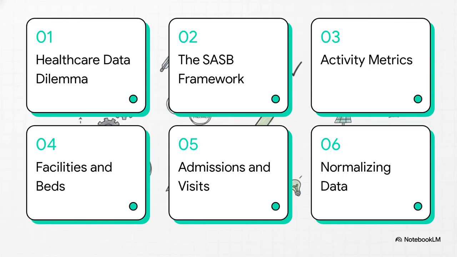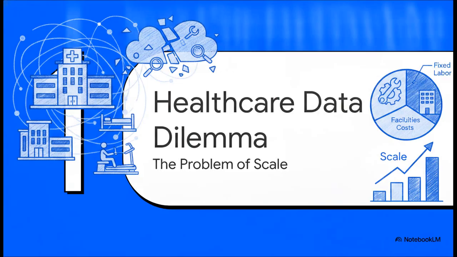Here is our game plan for today. We'll start with the healthcare data dilemma, bring in the SASB framework, and uncover the missing piece, activity metrics. Then we'll get into counting facilities and beds, tracking admissions and visits, and wrap it all up by normalizing for true sustainability. Let's jump right into part one, the healthcare data dilemma, the problem of scale.